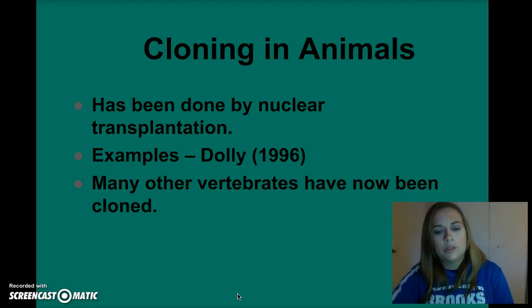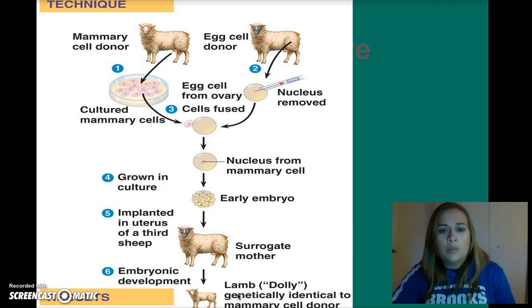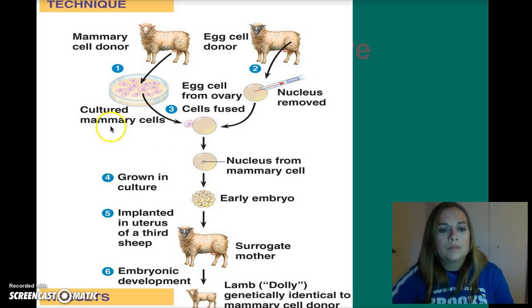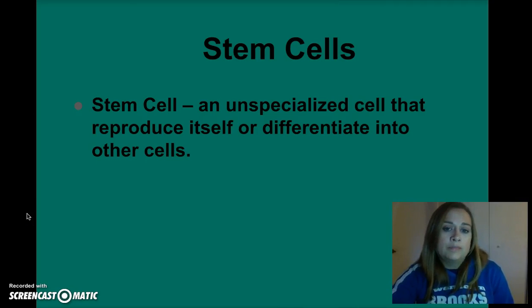It's done by nuclear transplantation. The main example is Dolly, the sheep that was cloned in the mid-90s, so started in 96. I believe she was born in 97. Lots of other things have now been cloned. And what happens is you're taking the nucleus from one cell and a mammary cell from another cell, bringing them together. You'll get an early embryo. That early embryo is then implanted into another surrogate mother, and then you get your lamb.